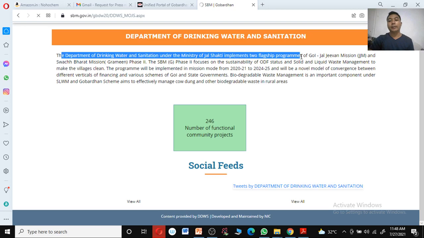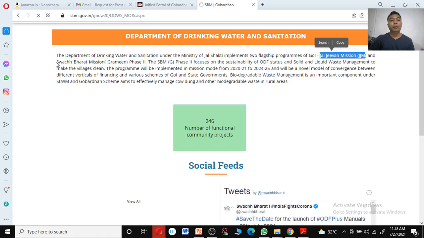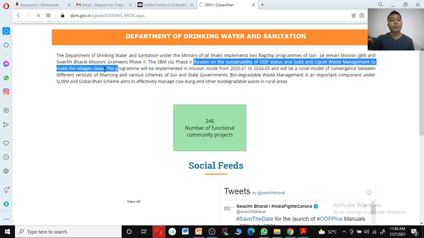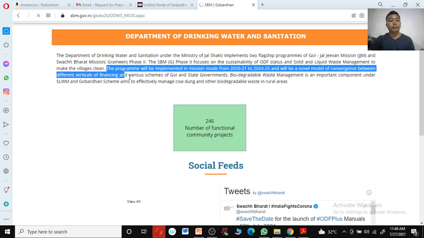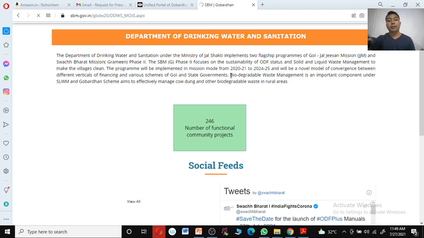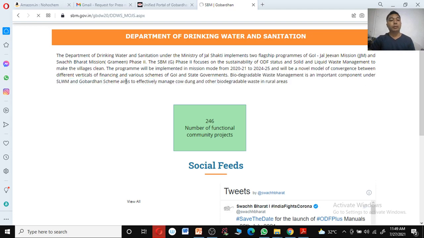The Department of Drinking Water and Sanitation under the Ministry of Jal Shakti implements two flagship programs of the Government of India: Jal Jeevan Mission, that is drinking water for all households by 2024, and Swachh Bharat Mission Gramin Phase 2. Swachh Bharat Mission Gramin Phase 2 focuses on the sustainability of ODF status and solid and liquid waste management to make the village clean. The program will be implemented in mission mode from 2020 to 2024-25 and will be a novel model of convergence between the different verticals and various schemes of the Government of India and the state government.